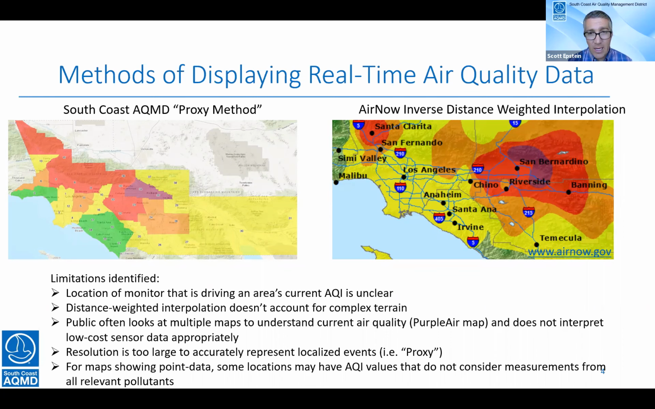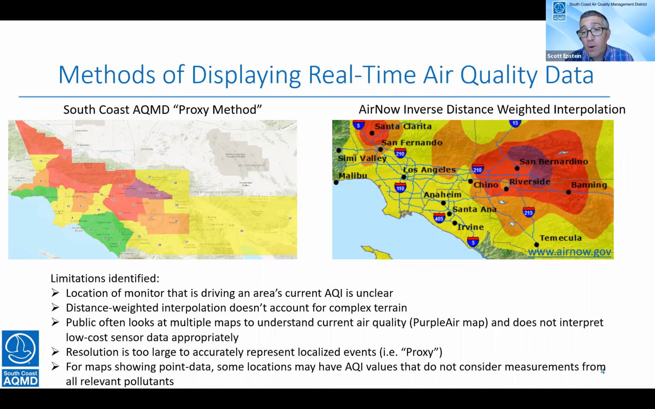There are a few limitations with these techniques. One is that we can't monitor everywhere, obviously, and it's not clear to people where the monitors are that are driving their air quality index. We get a lot of questions: where is the monitor that's populating the color on the map? The inverse distance weighted approach doesn't account for complex terrain, which is an issue in our region. Since these maps only use regulatory monitoring data, the public often uses multiple maps to get their current air quality, and they don't interpret the low-cost sensor data appropriately.